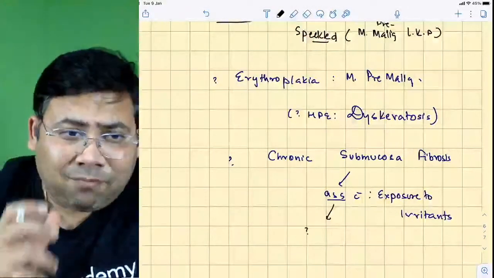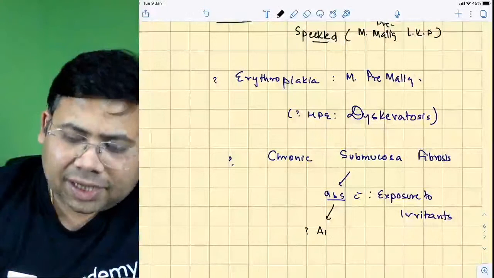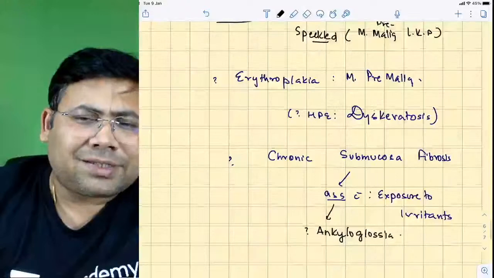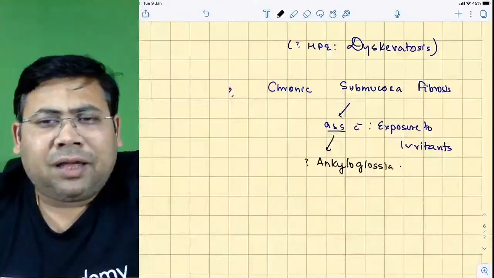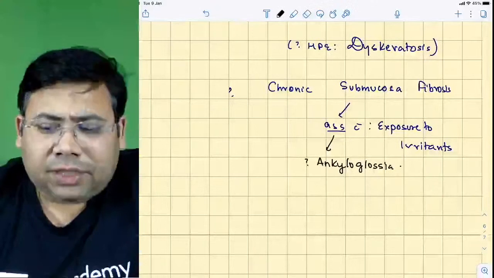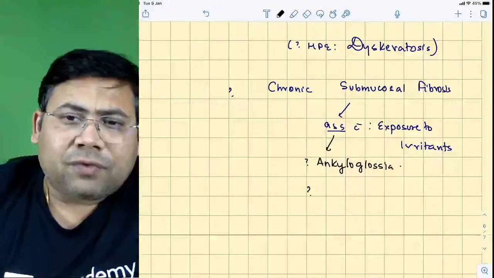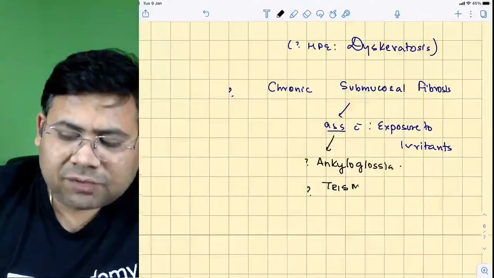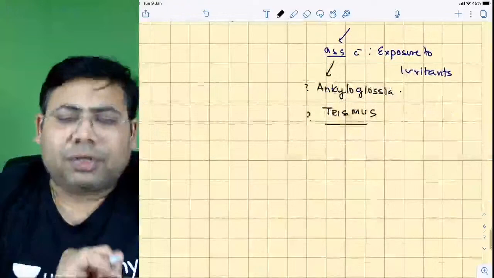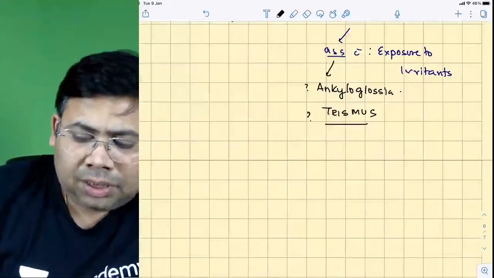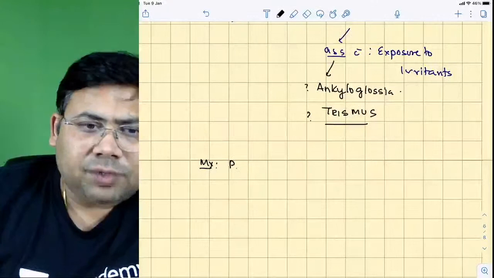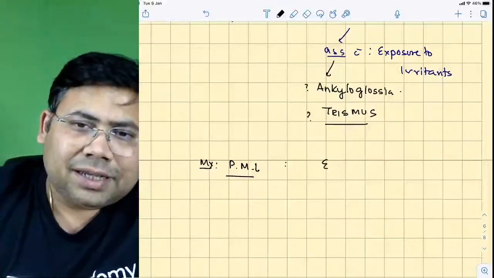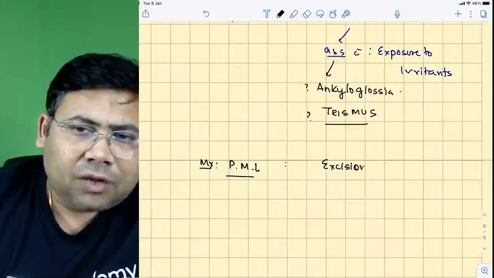Because of this, there is a bamboo-like stiffened tongue. And what is that known as? Ankyloglossia. Yes, all those smoking, spices, ill-fitting dentures, pan masala, these are all associated with chronic submucosal fibrosis. So ankyloglossia is one thing, and then you get to see trismus. Students, very quickly, I will discuss 2-3 important things. If you talk about the management of pre-malignant lesion, it is very simple and straightforward. The answer is excision, and not only this excision.